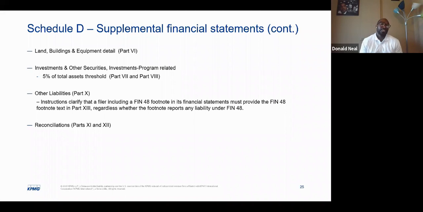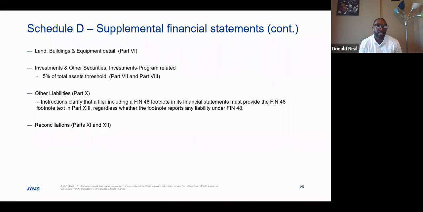The other thing is, as I just mentioned, it is Part 6, so it's land, buildings, and equipment detail. And if you have any investments or other securities that are program related, that's a 5% of your total assets threshold for Part 7 and 8. Then you would also have to complete those sections of the Schedule D.